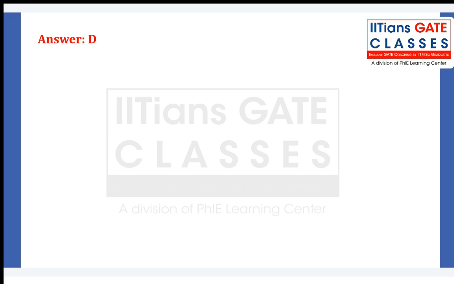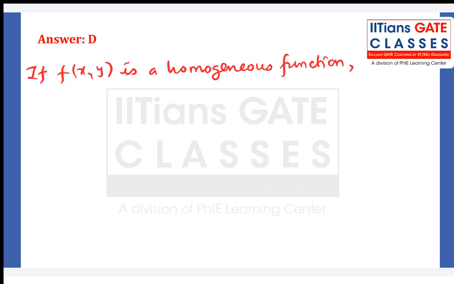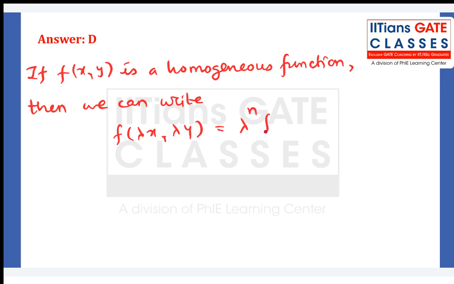So let's say this f of x, y is a homogeneous function. In that case, we can write f of lambda x comma lambda y equals lambda to the power n times the original f of x comma y. This is the definition, and lambda is an arbitrary real constant.